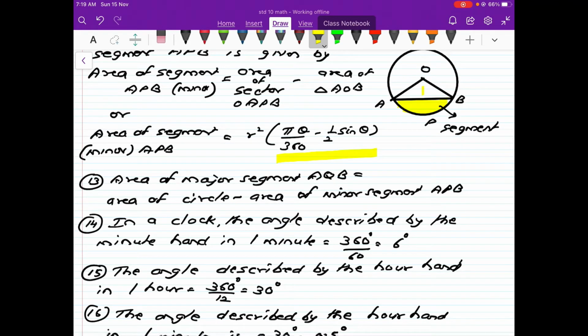Now since this is the minor segment, the area of the major segment is simply given by the formula: area of the circle minus the area of the minor segment.